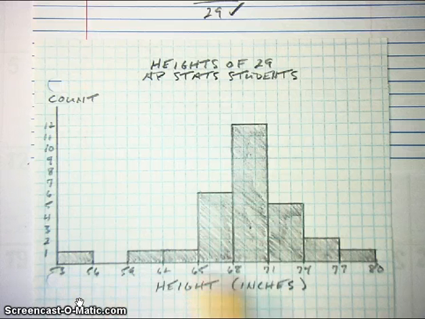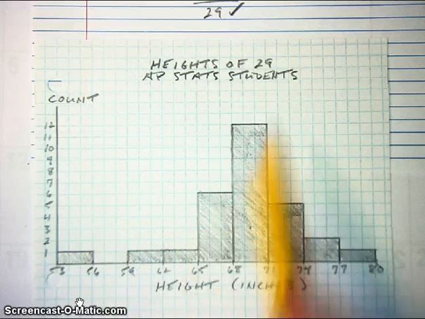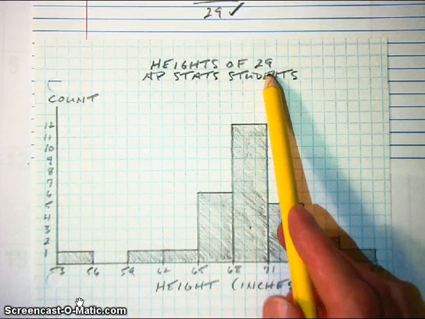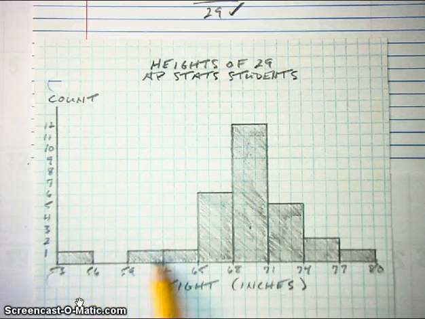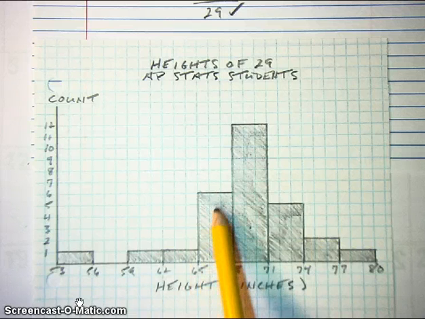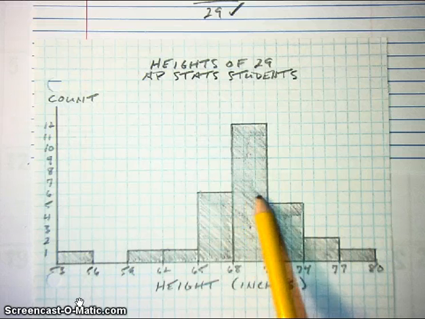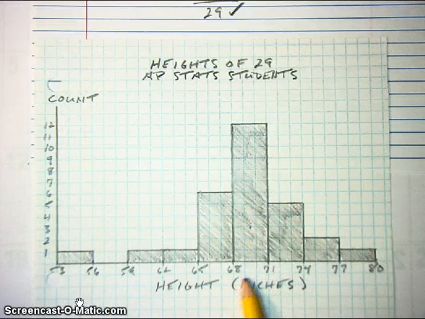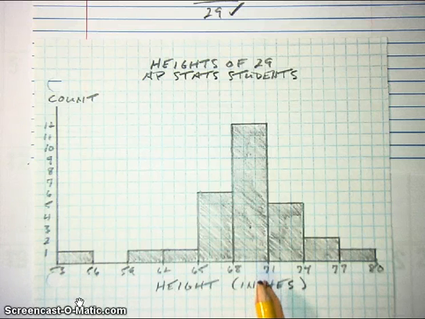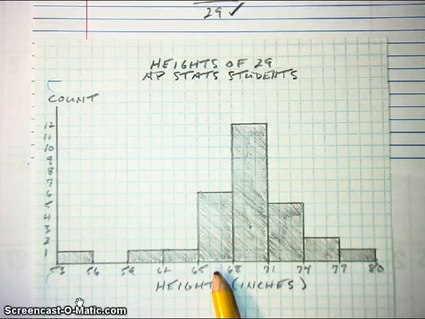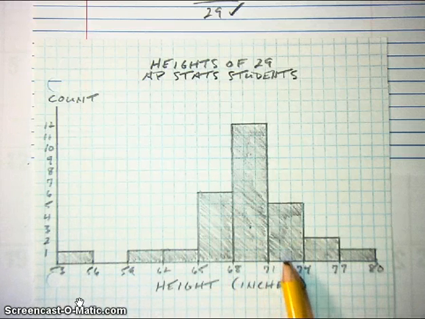You could figure out that the median is somewhere in this bar if you count. Half of 29 is, the middle value would be 15. So if you go 1, 2, 3, 4, 5, 6, 7, 8, 9, 10, 11, 12, 13, 14, 15, the 15th value is in this bar. So we know the median is somewhere between 68 and 71, but we can't tell exactly where. We can figure out that the first quartile is somewhere in this interval, but we don't know exactly where. The third quartile is in this interval, but we don't know exactly where.